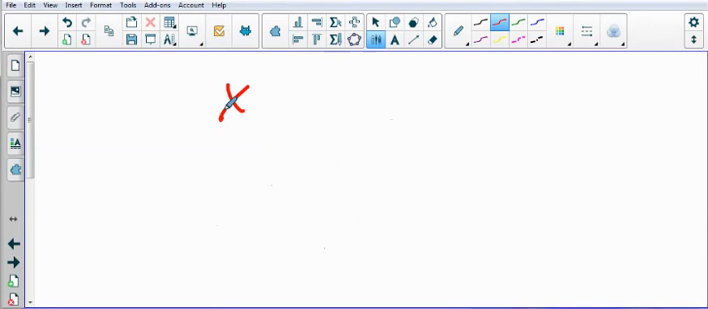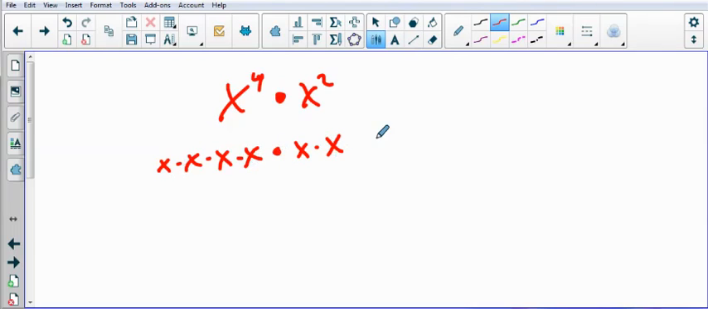So what if I had x to the fourth times x squared? Well, x to the fourth would be written like this: x times x times x times x. That's x to the fourth, right? I'm just showing that these two are the same. And how do I write x squared? That's x times x. So how would you write it where you multiply x times itself over and over and you see it 6 times? Well, I see it 6 times, so x to the sixth.